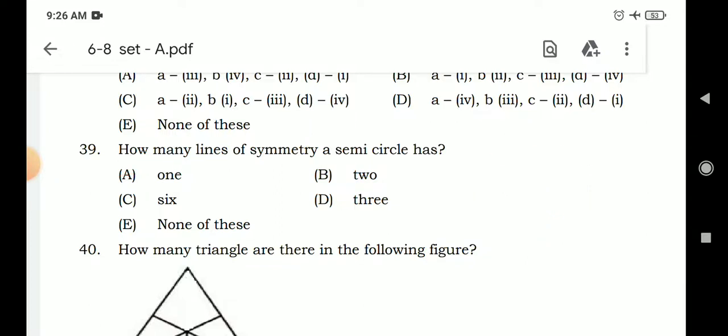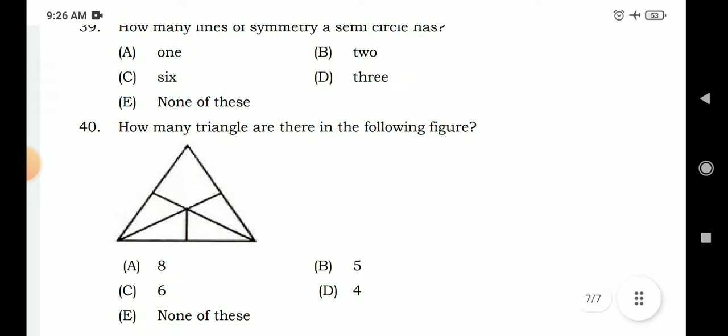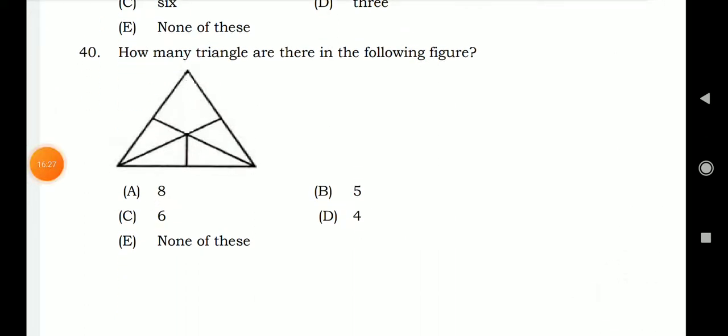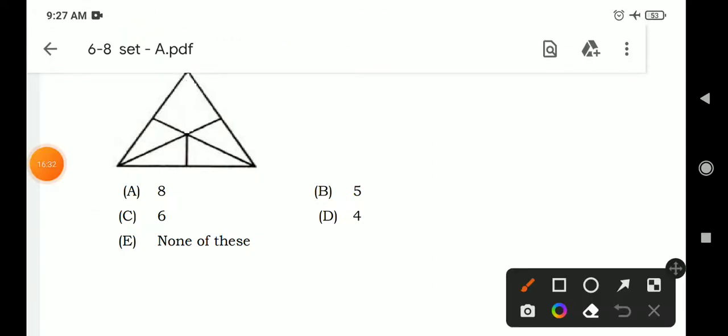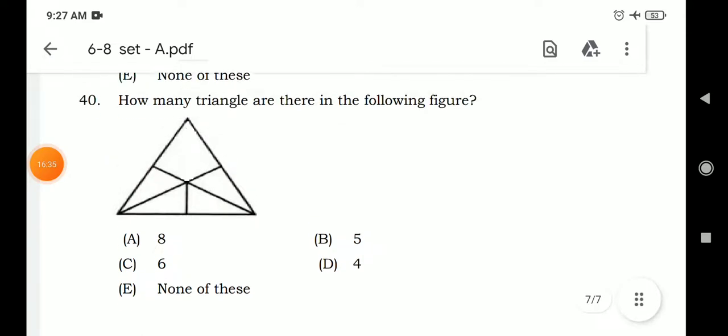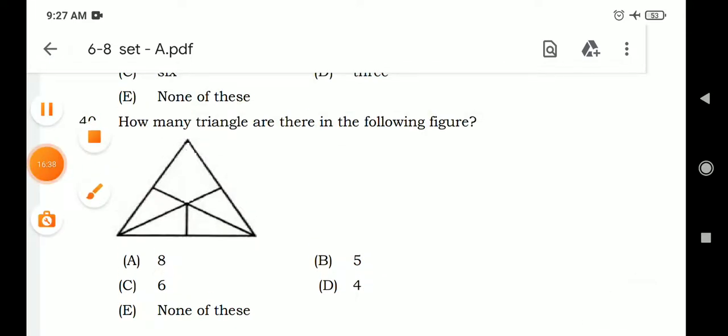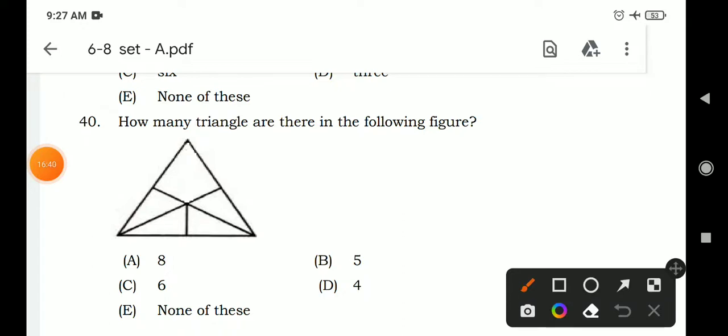Okay, so our last question of this session is question number 40, a very important and interesting question. How many triangles are there in the given figure? Okay beta, now we will count the triangles. Firstly, count the small single triangles. So 1, 2, 3, 4. So how many small triangles are there? 4 triangles.